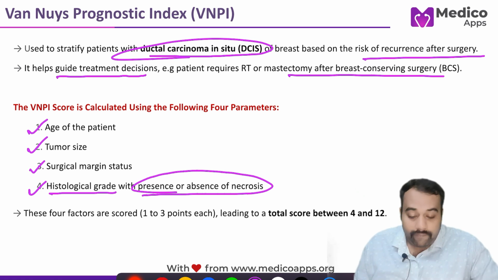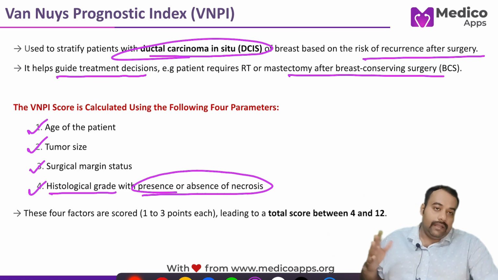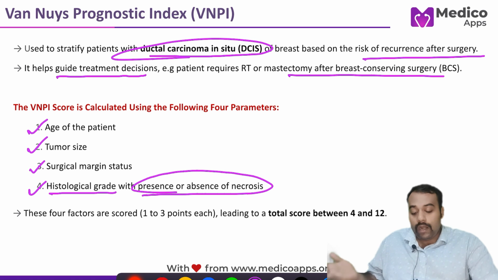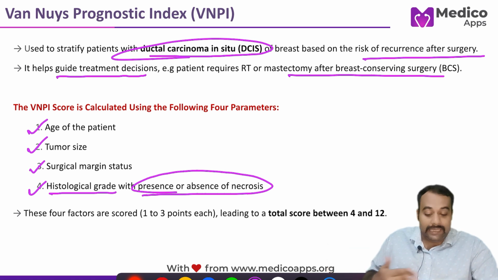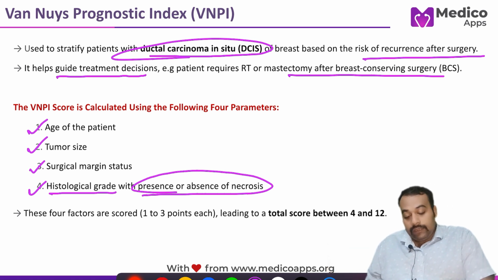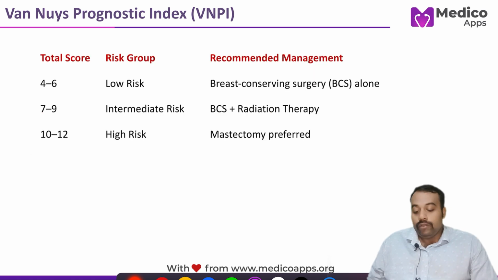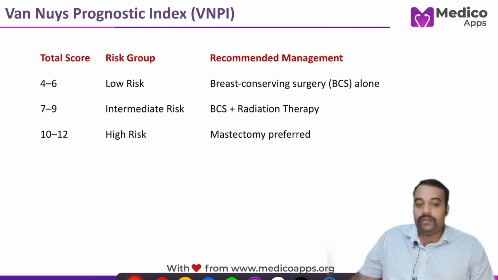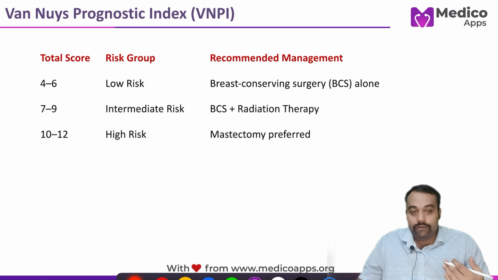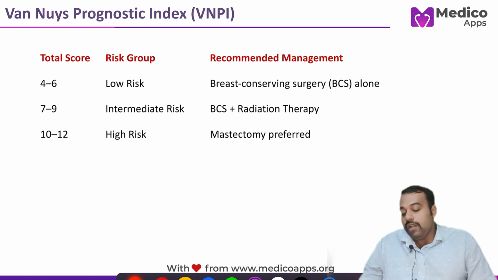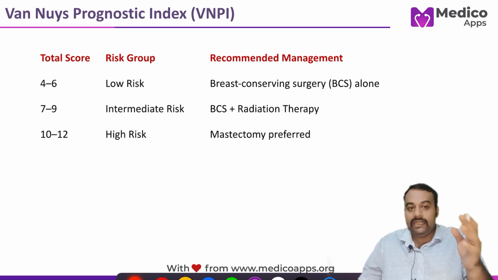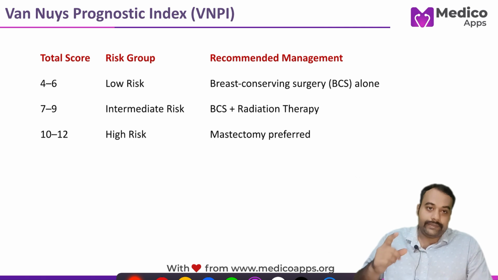So each of these four factors is given 1 to 3 points, and the total score is between 4 and 12, right? So we can again stratify. Our aim with this prognostic index is to stratify according to the risk of recurrence, right? So here the risk groups are basically divided into three: there is a low risk, there is intermediate risk, and there is a high risk group, right?